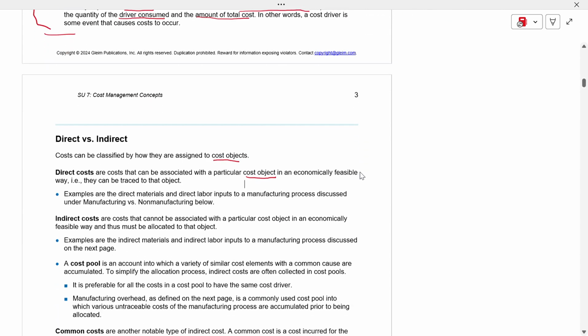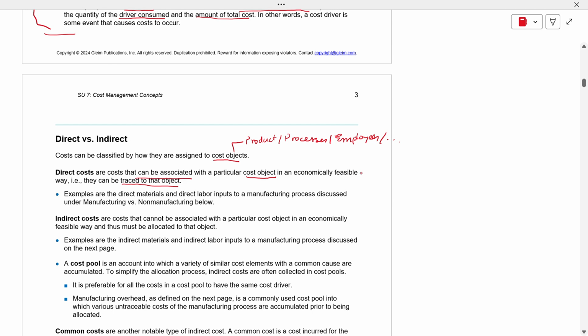What is the cost object? Cost object is with respect to the product, with respect to the process, with respect to the employees. Likewise, it is a particular cost object. What is the direct cost of the product? What is the direct cost of the employees? In an economically feasible way, they can be traced to that project.